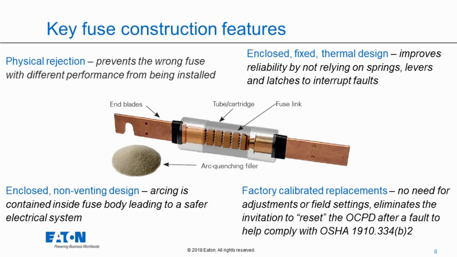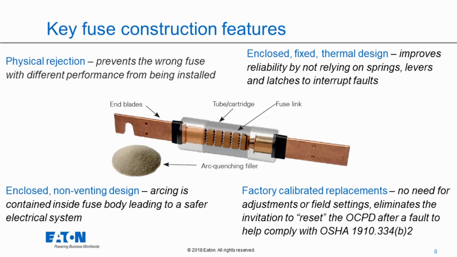If we look at the overall construction of the fuse and what goes into it, there's more to it than just what's inside. Obviously, we've got the tube and the cartridge, and inside that cartridge we have our links. We have the fuse links, the overload and the short circuit link, and then also the filler material that goes inside there as well.